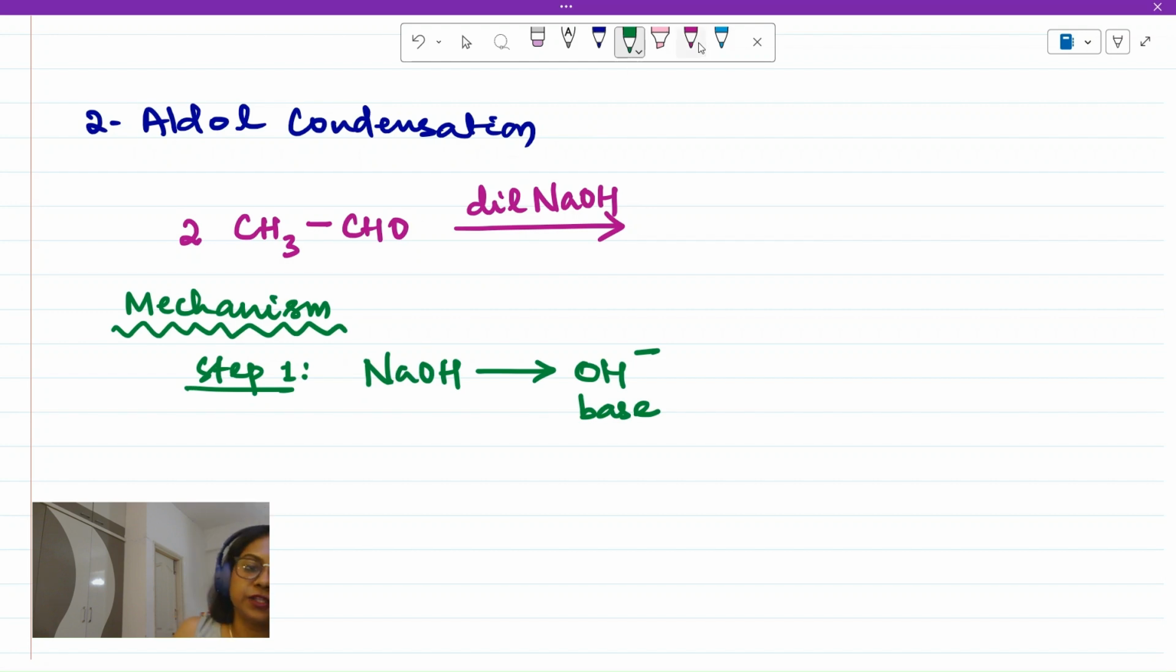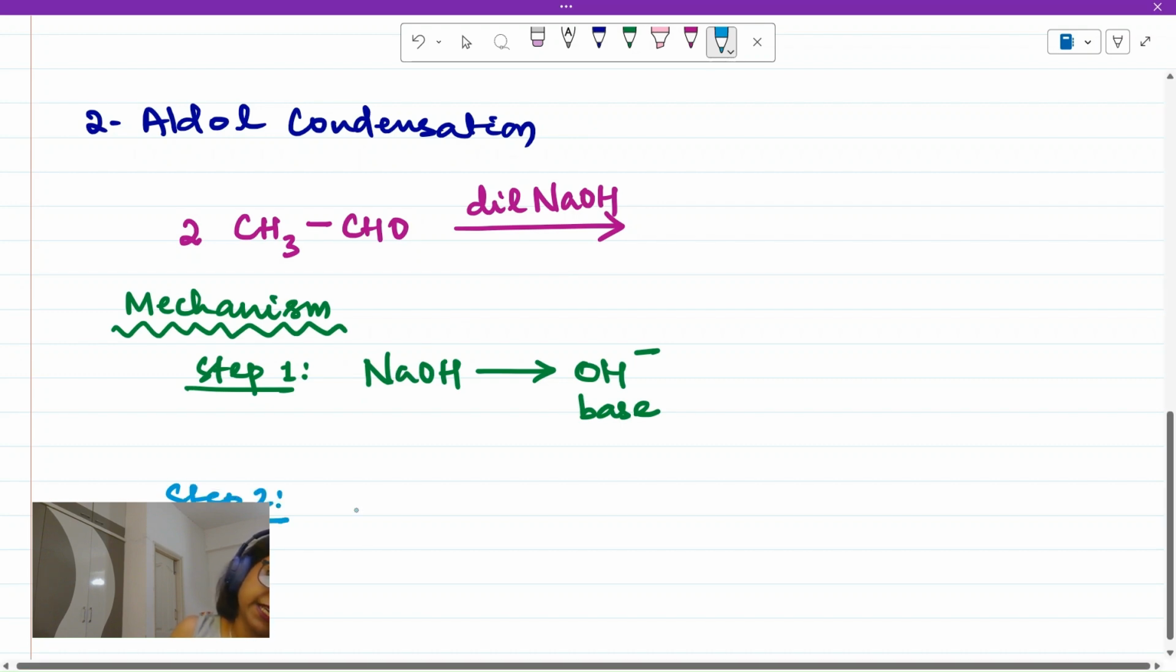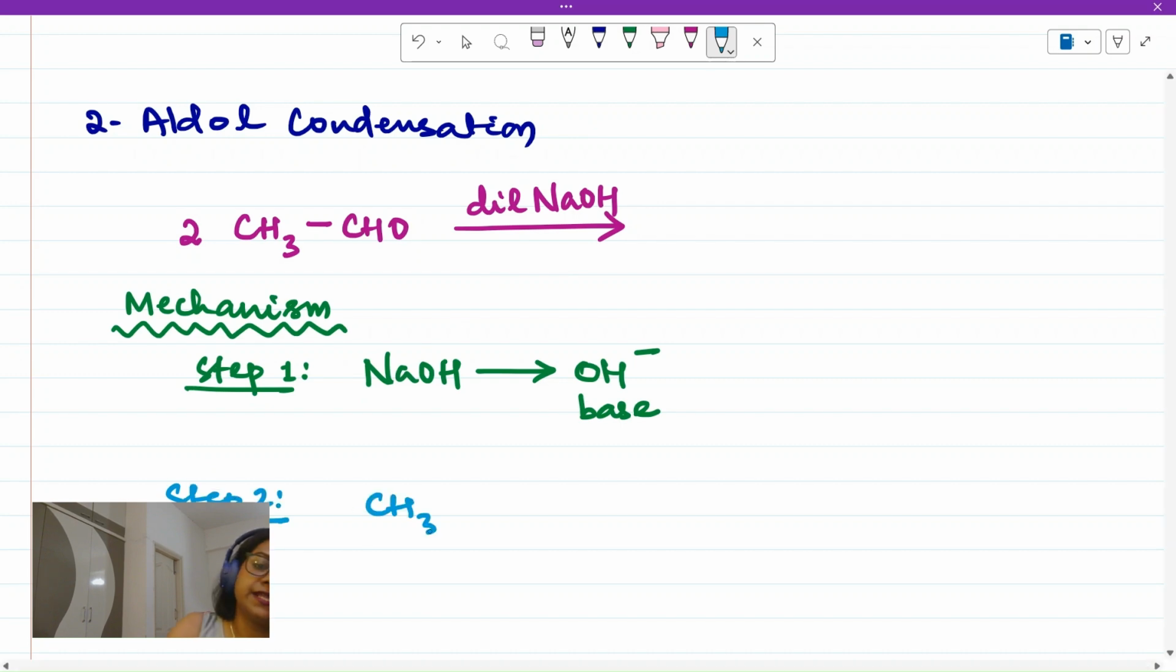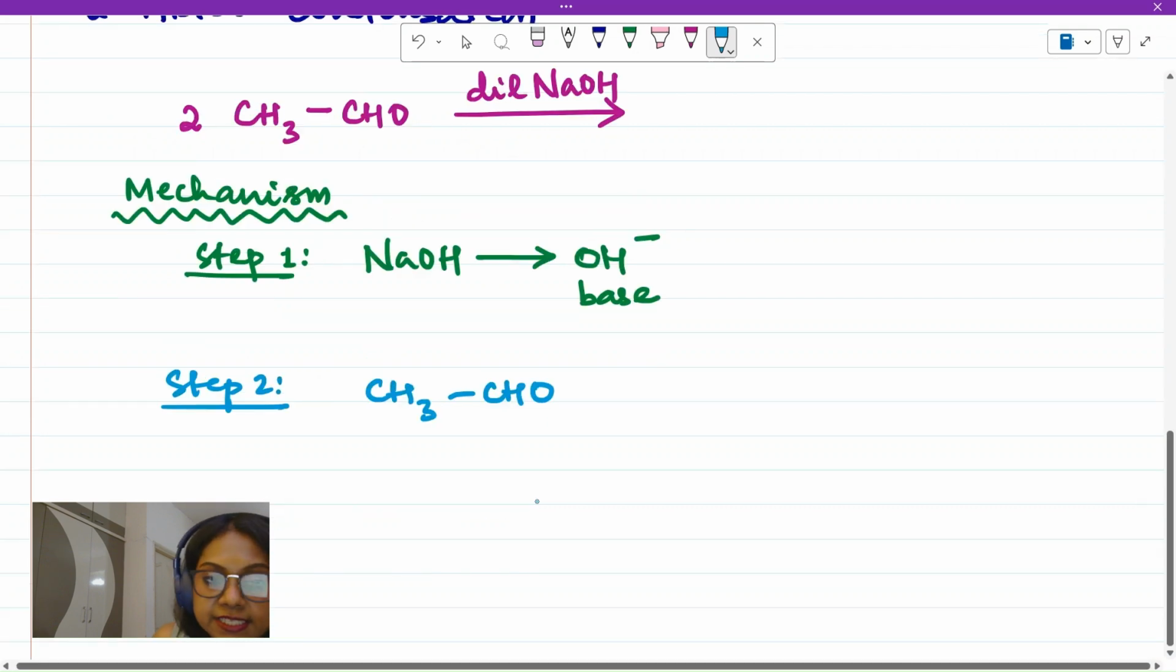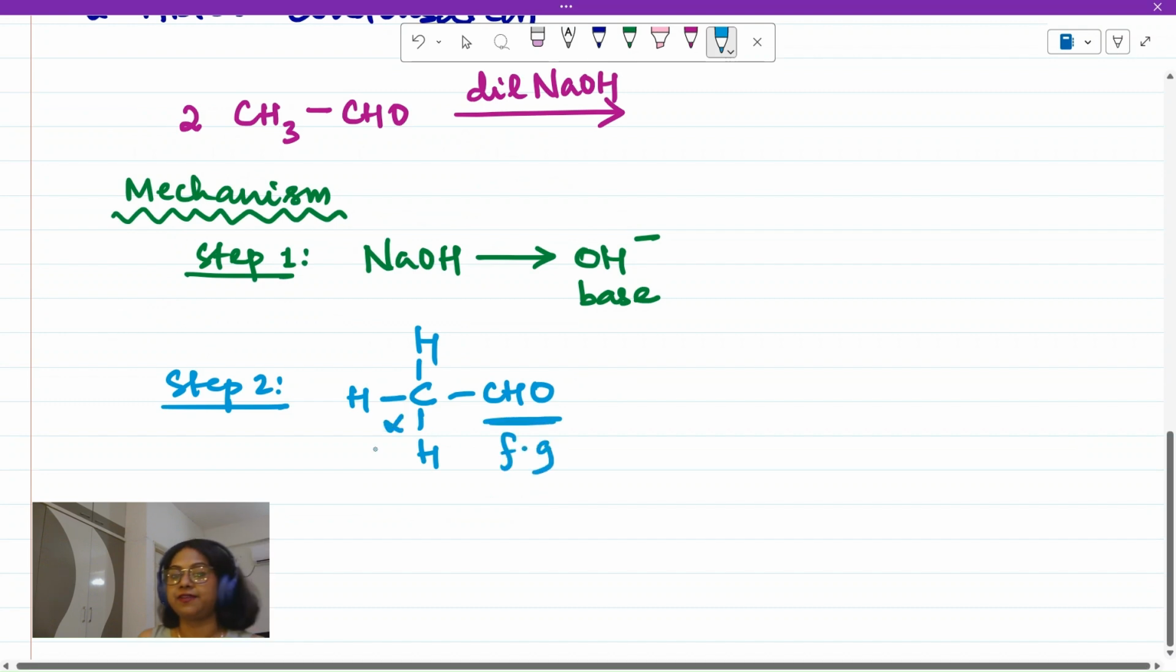Okay, now this is step two. Let's start with one molecule of the aldehyde, CH3CHO. Now, which is the alpha hydrogen in CH3CHO? The hydrogens that are attached to this carbon, right? Because this part is your functional group and this is the alpha carbon. So these are the alpha hydrogens.